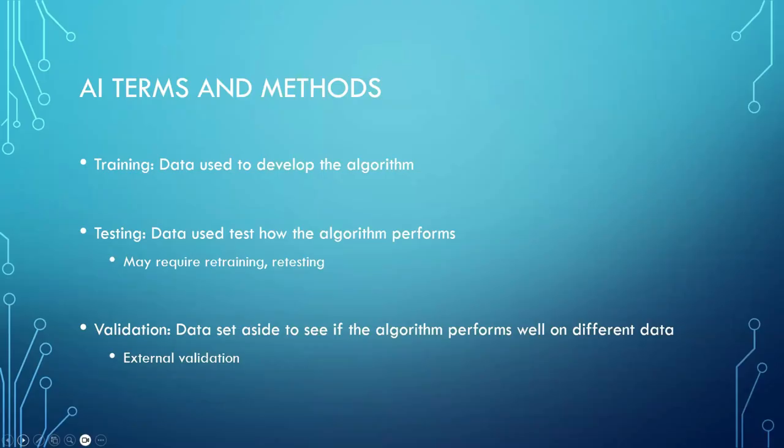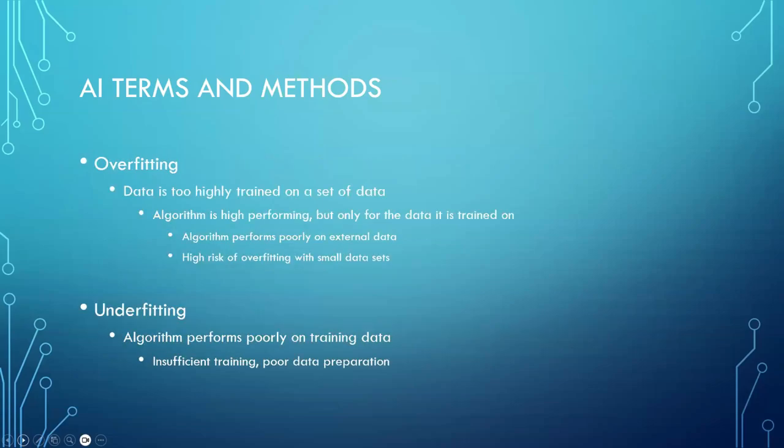And this can take multiple phases to get the algorithm where you really want it to be. And validation is going to be the data set aside to see if the algorithm performs well on different data. And this can go even farther, that you have external validation, where maybe you have a different partner at a different hospital, or even a totally unassociated group that is running a validation on your algorithm using their own data. So this is data that the algorithm has never seen before. So you're challenging it to see if it performs well on a new set of data. And this is going to be where you start to find evidence of overfitting and underfitting.